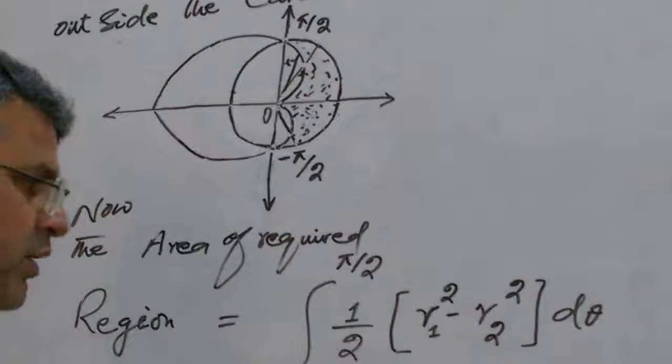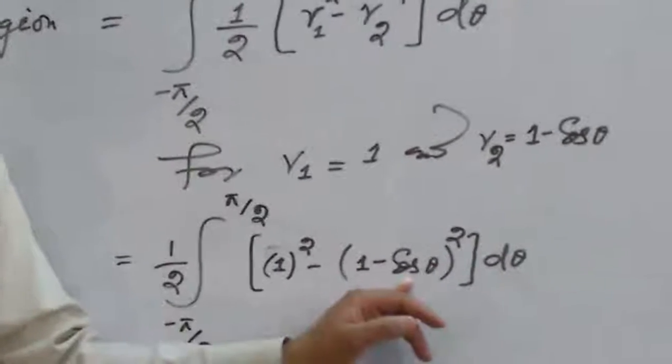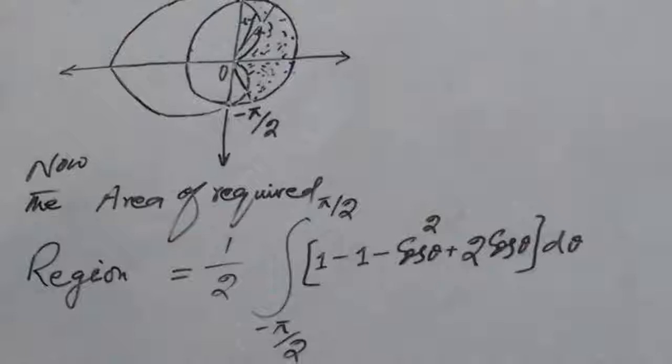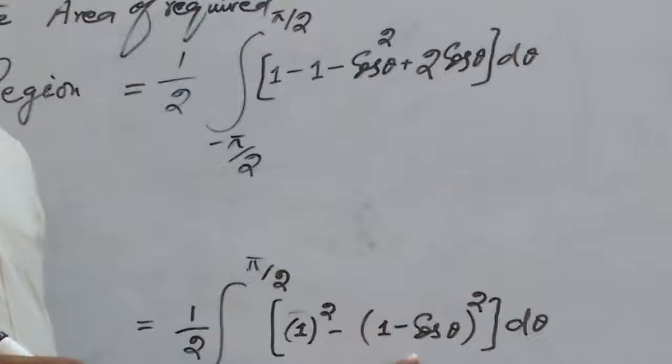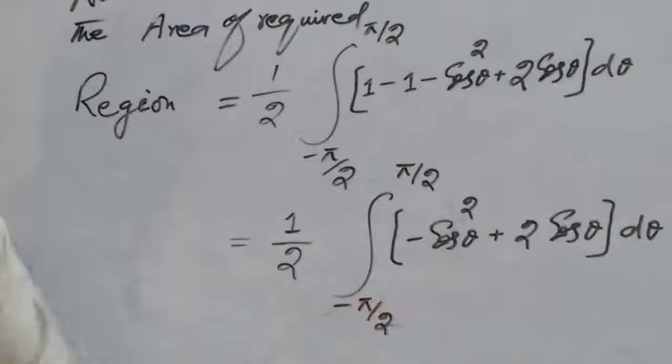Now substitute the value of r1, which is 1 squared, minus the value of r2, which in this case is (1 minus cos theta) squared d theta. We integrate this integrand with respect to theta from minus pi divided by 2 to pi divided by 2. 1 squared is equal to 1, and apply the (a minus b) squared formula: 1 squared plus cos squared theta minus 2 times 1 times cos theta, and multiply that result by minus 1. We have 1 minus (1 minus cos theta) squared, which after cancelling 1 with 1 gives minus cos squared theta plus 2 cos theta.